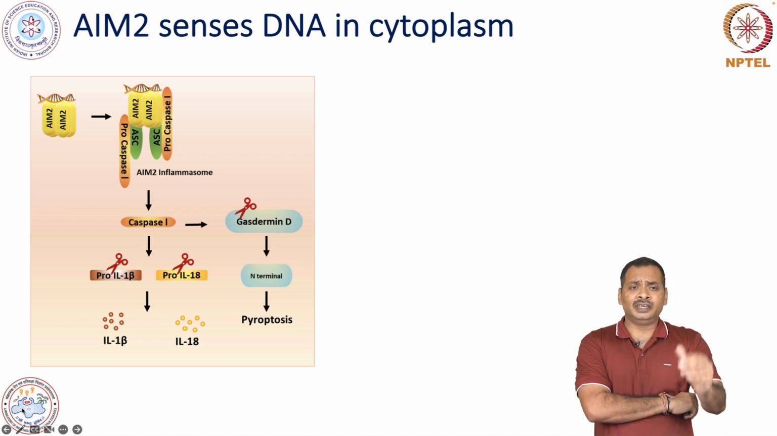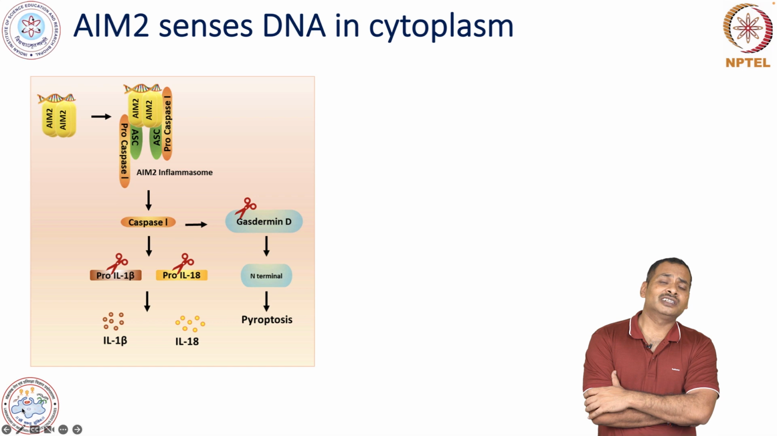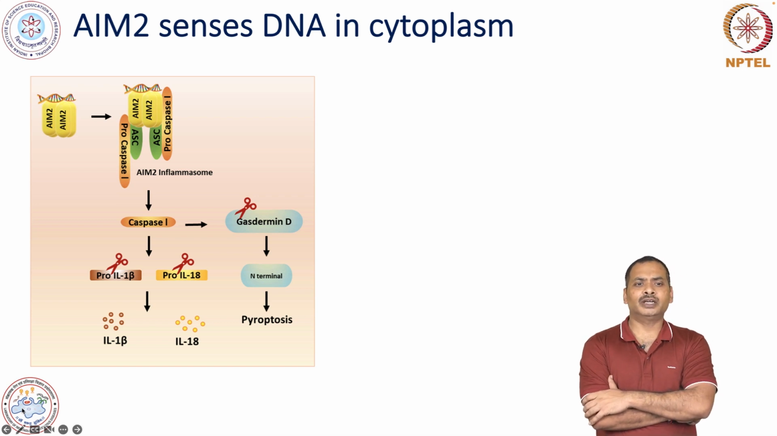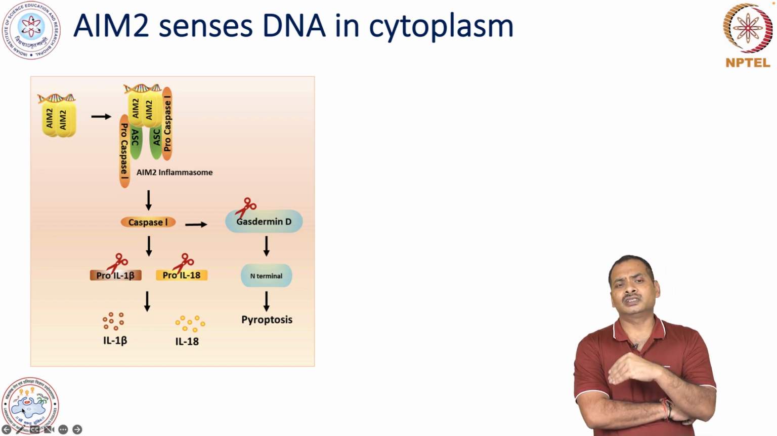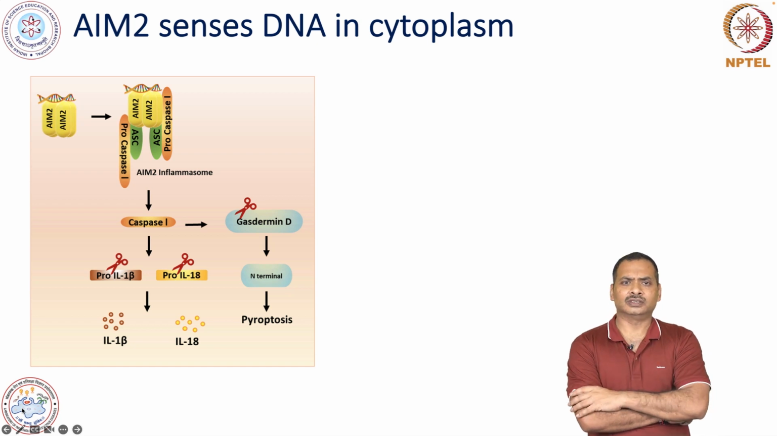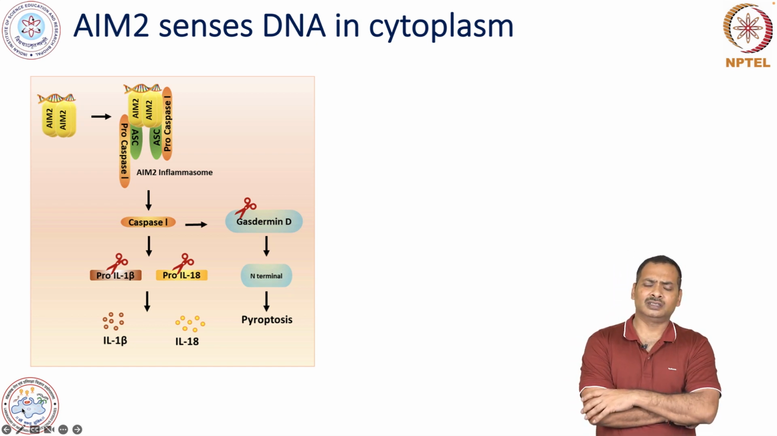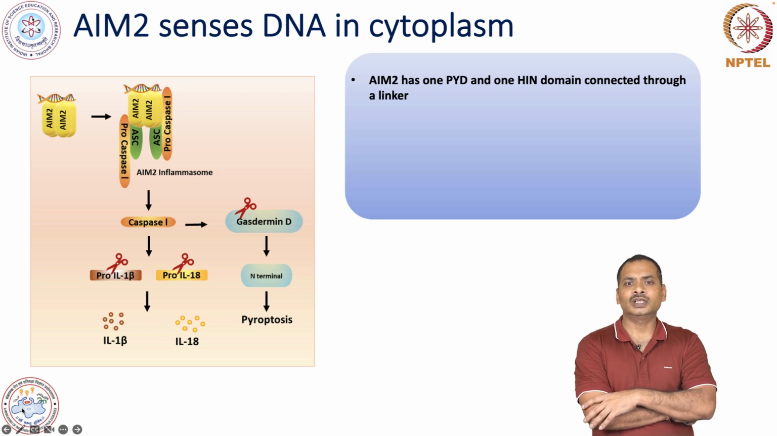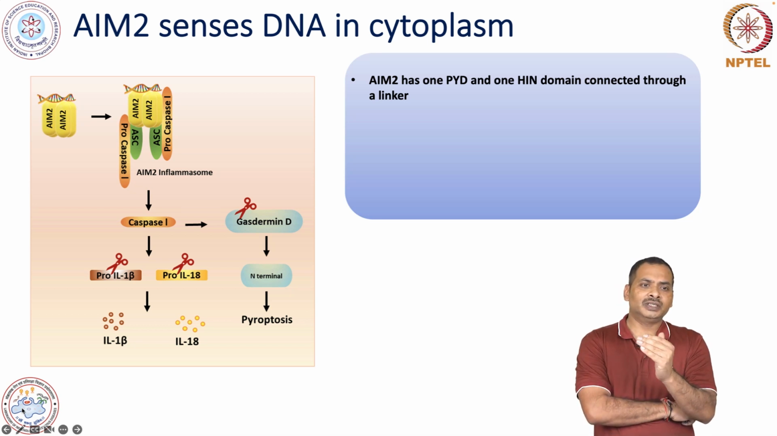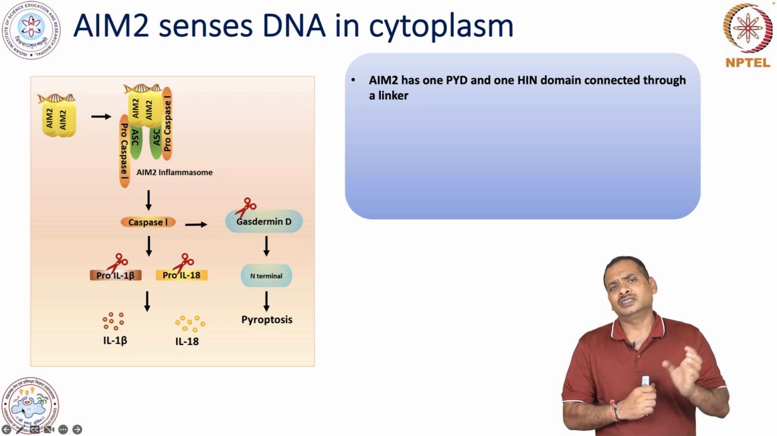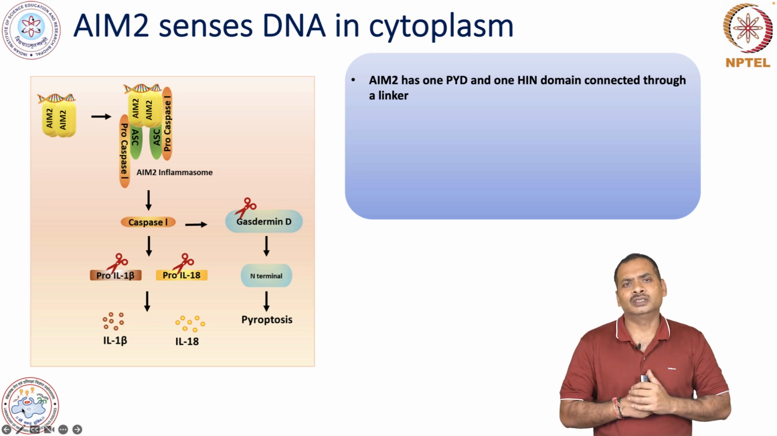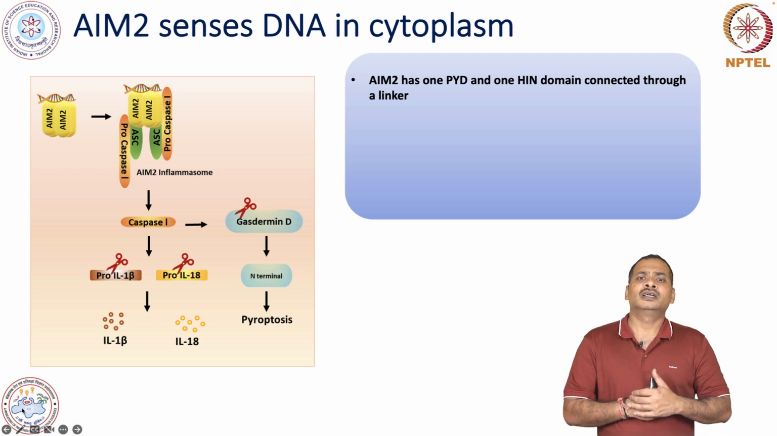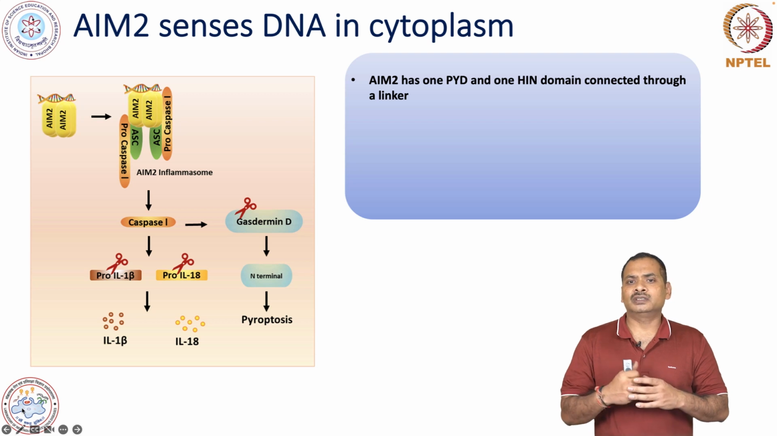Okay. In addition, this pathway also triggers pyroptosis, and pyroptosis is basically triggered by gasdermin D. It is a kind of programmed cell death. So, AIM2 has a pyrin domain, and that is why it can interact with ASC. ASC also has a pyrin domain and a CARD domain, so there will be a homotypic interaction, and the DNA is sensed by one HIN domain.